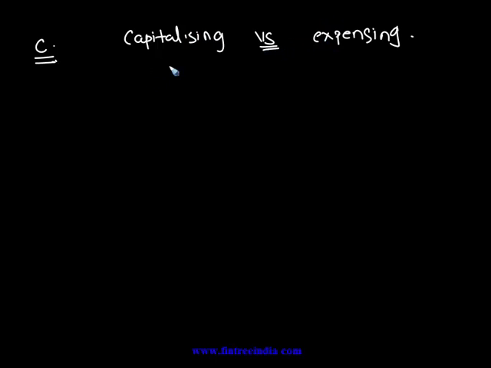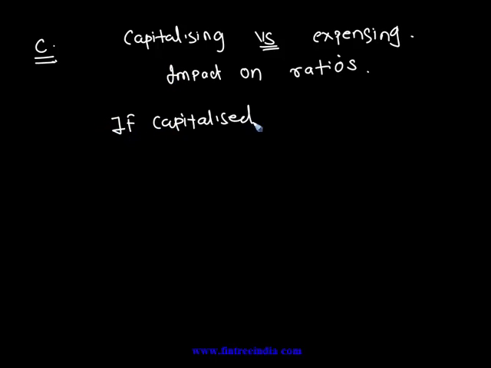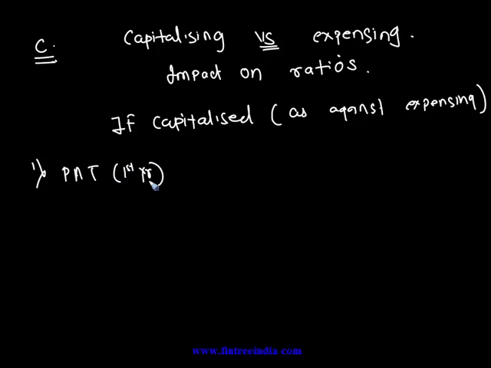Learning outcome C, capitalizing versus expensing: we have to look at the impact on ratios. We are going to consider the scenario if capitalized, as against expensed. First, what do you think would be the impact on profit after tax in the first year? What will happen to profit after tax? It will increase because we did not expense it, we rather showed it as an asset. So profit after tax in the first year will increase.